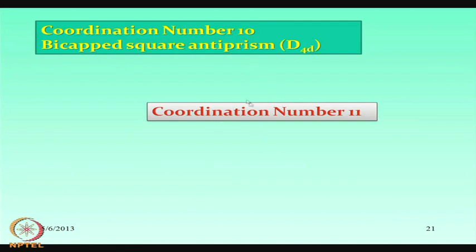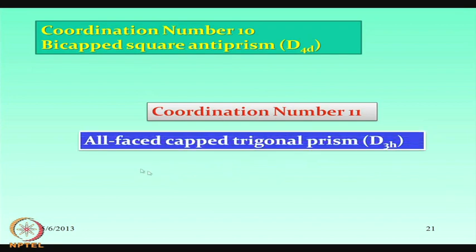Similarly, if we go 1 point further for a coordination number of 11, we can get a corresponding geometry where we have a trigonal prism structure where all faces are capped. We have seen that for 9, 3 square faces are capped. So, 6 plus 3, 9 coordination number, then 2 other faces remaining which can also be capped to give a coordination number of 11.